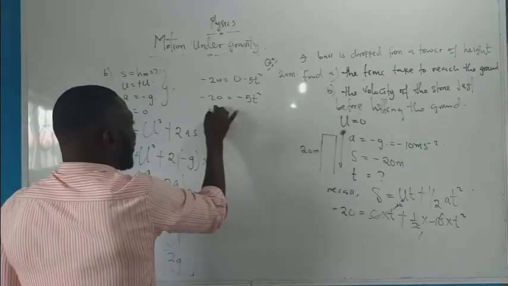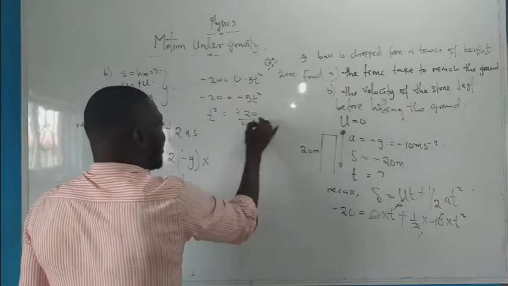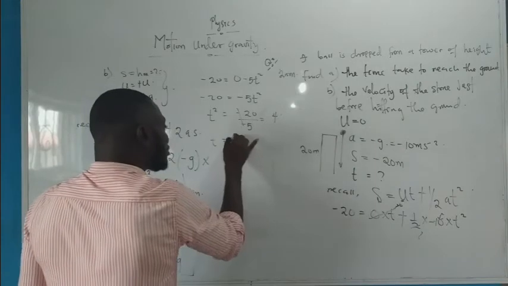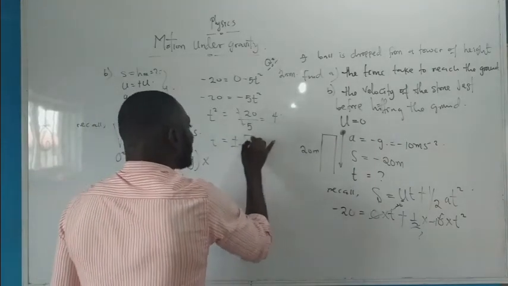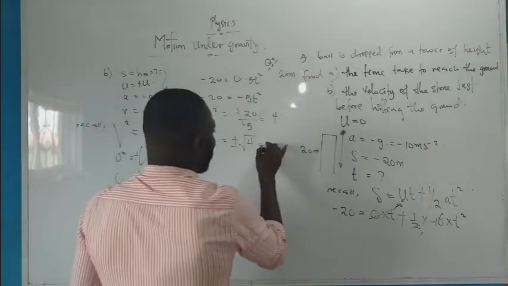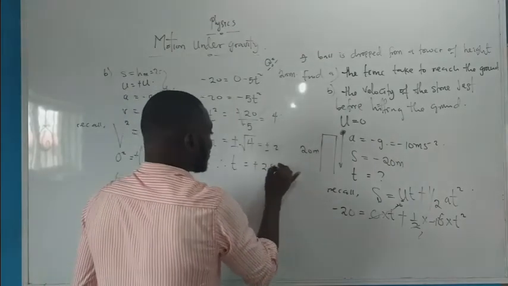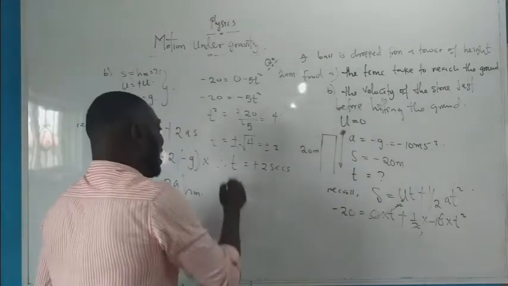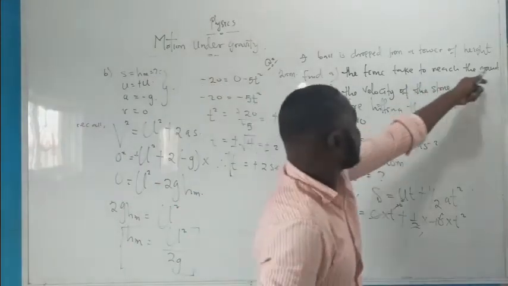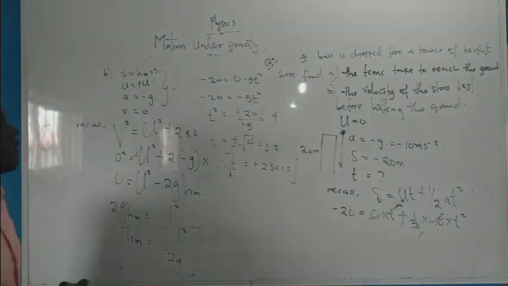So we can have t squared equals minus 20 divided by minus 5. Minus and minus will go. That becomes 4. So t will be equal to plus or minus the square root of 4, which is plus or minus 2. Therefore, t equals plus 2 seconds. So the time taken to reach the ground is 2 seconds.